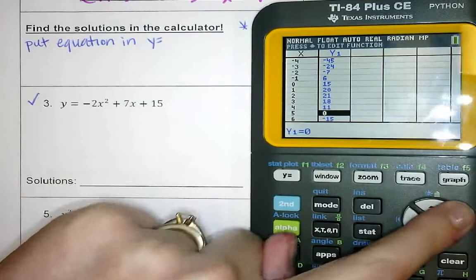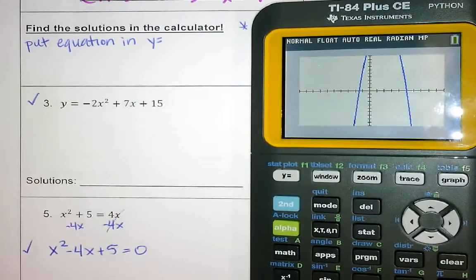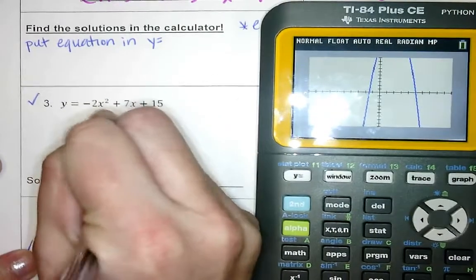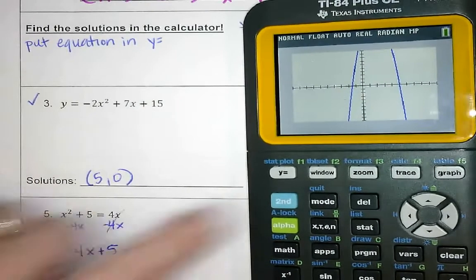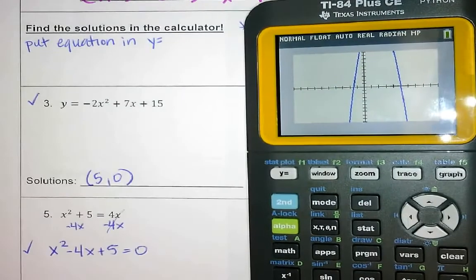So y'all, we know one of my solutions is 5, 0, so I'm going to go ahead and put that here. Are y'all cool with that? Because I know I got one of them. All right? The other one, it's somewhere between negative 1 and negative 2. But we don't know exactly what it is. So guys, you can do 2 things here, okay?